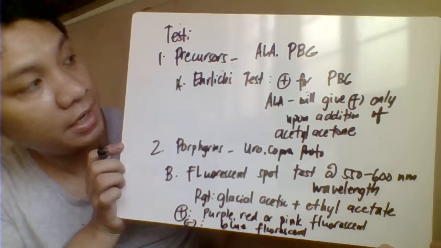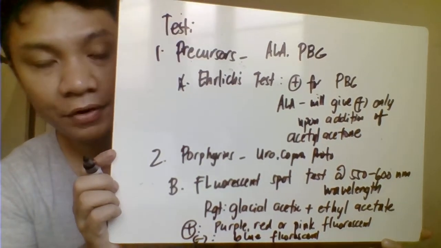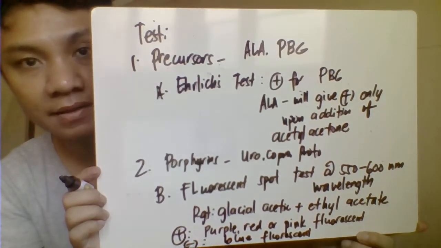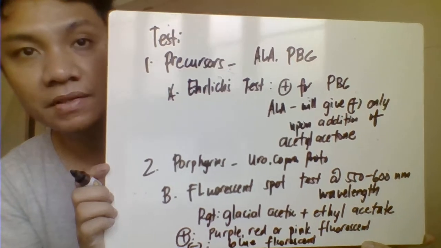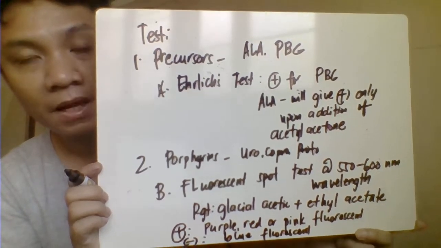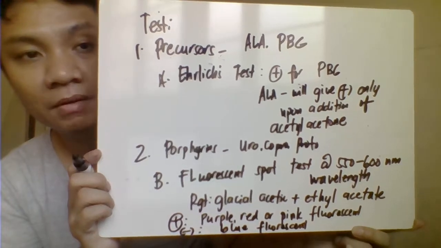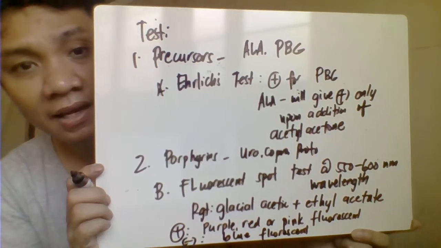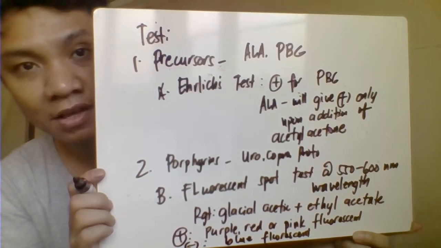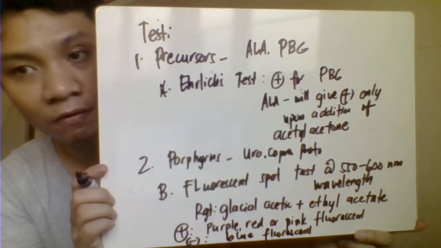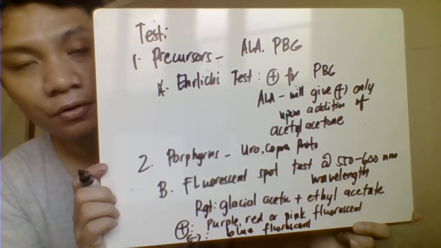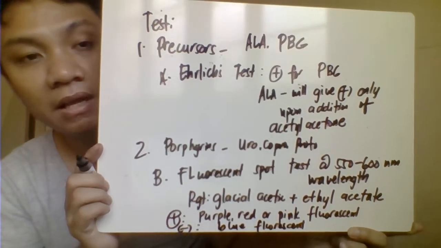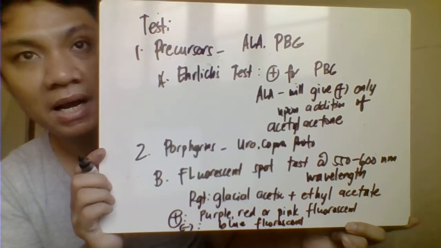Okay, we have here the tests for porphyria. For the precursors, ALA and porphobilinogen, the specific test is Ehrlich's test. Ehrlich's test will only give a positive result for PBG, or porphobilinogen. But ALA could also give a positive result if you add acetylacetone. Again, Ehrlich's test is only for the precursors and not for the porphyrins uro, copro, and proto. Our porphyrins, uro, copro, and protoporphyrinogen, will only give a positive result with the fluorescence spot test.